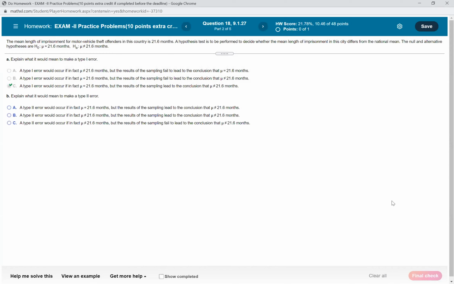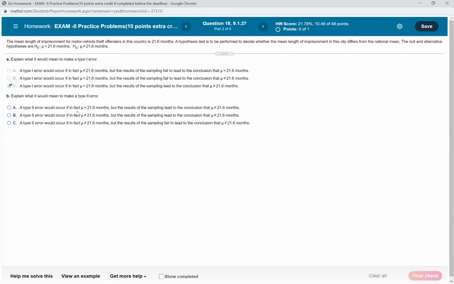So what is the type 2 error in this case? The type 2 error means the true fact is that the null is false. That means mu is different from 21.6, but we fail to conclude that. So a type 2 error would occur if in fact mu is different from 21.6, but the sample fails to lead to that conclusion.